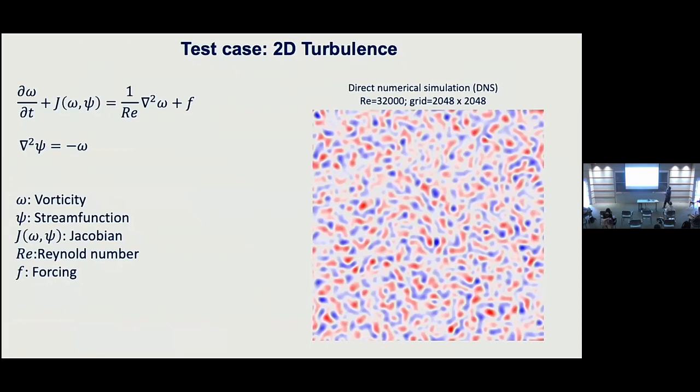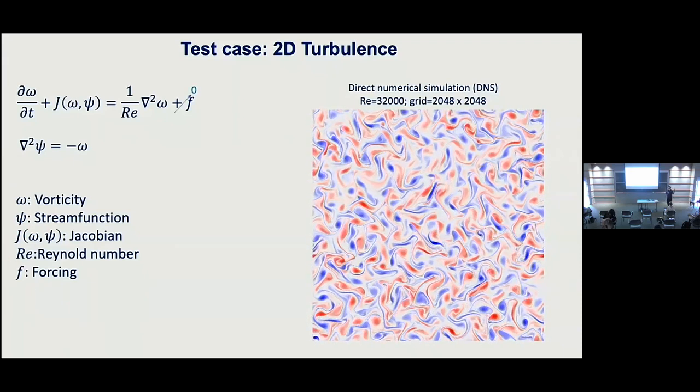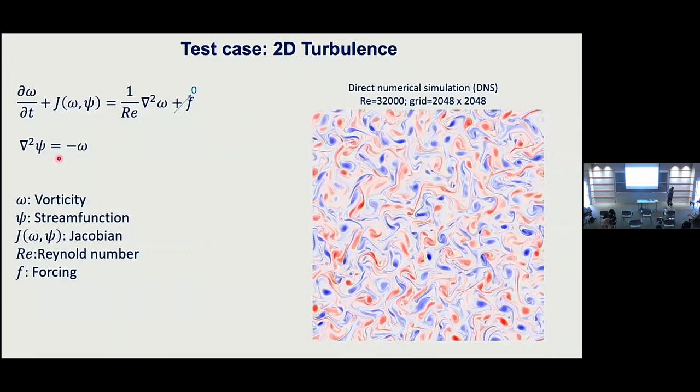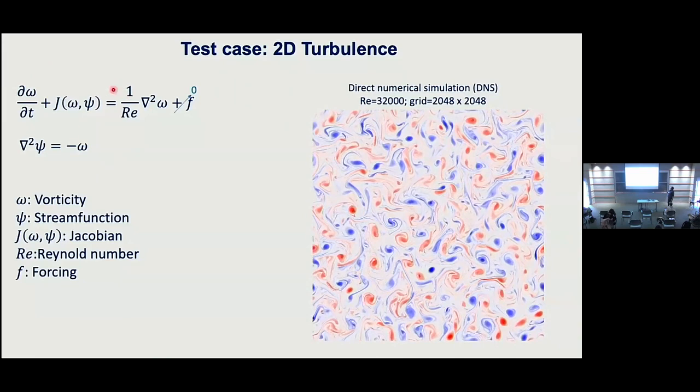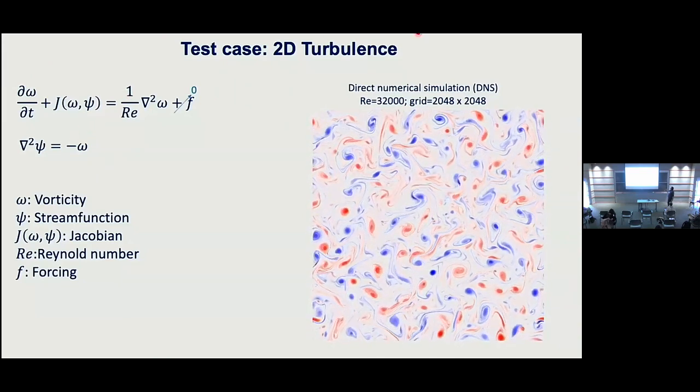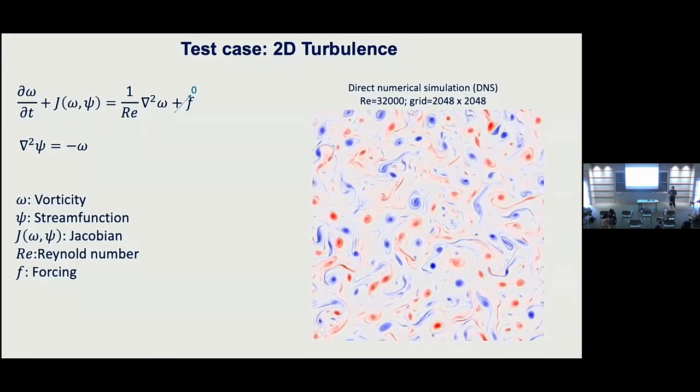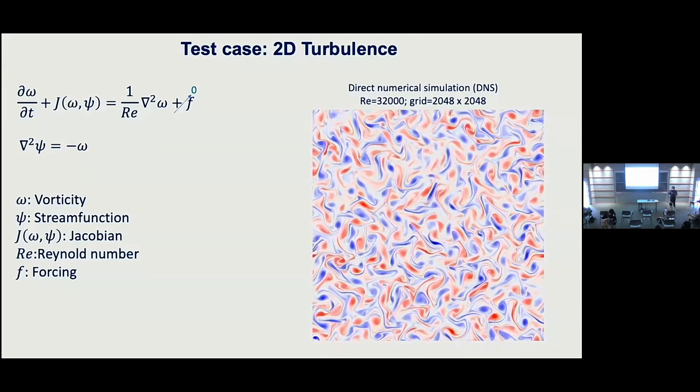So the test case we are starting with is a very idealized test case, two-dimensional turbulence, which is a very simple model for turbulence in atmosphere and ocean, but we think it can be a good starting point to look at some of the questions that we want to answer. Here, these are the equations. Omega is vorticity, Re is the Reynolds number, F is the forcing. I start with a case when there is no forcing, so we are looking at decaying turbulence. We can solve these equations numerically without any further approximation on a high-resolution grid and do what's called direct numerical simulation, or DNS. And in this talk, I'm going to treat DNS as the truth.